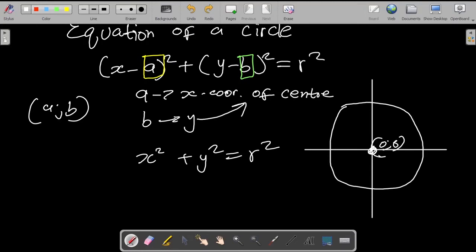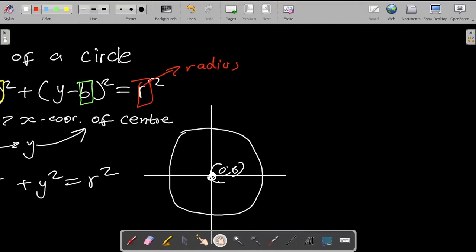And now on the other side of the equation, you have R, which is the radius of your circle. The radius is a line which originates from the center to the circumference. As I said in the previous video, it can be in any direction, as long as it goes from the center to the circumference, being any point on the outline of the circle, then it is a radius.